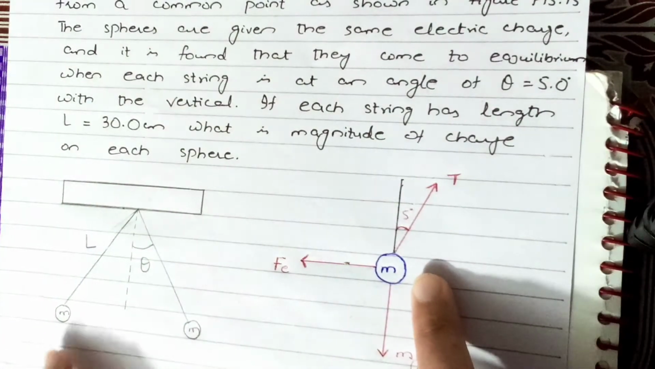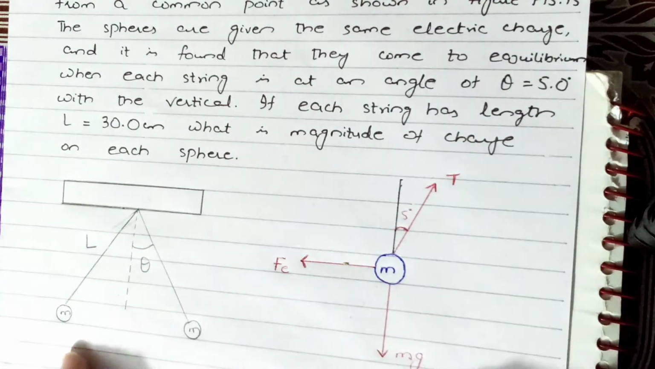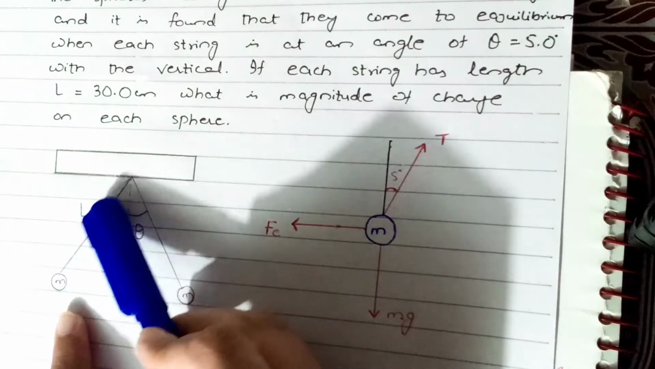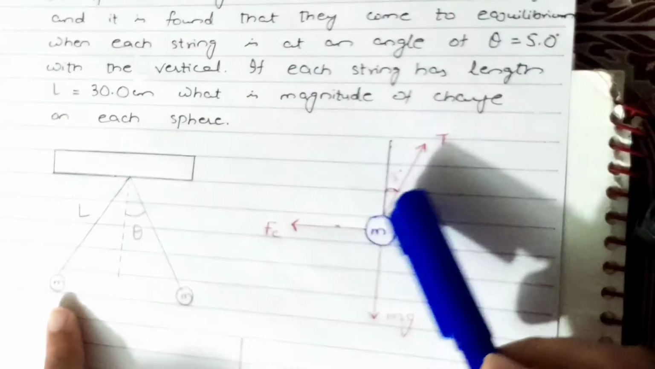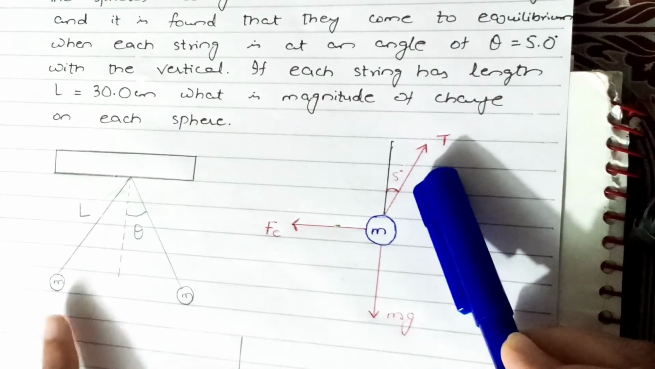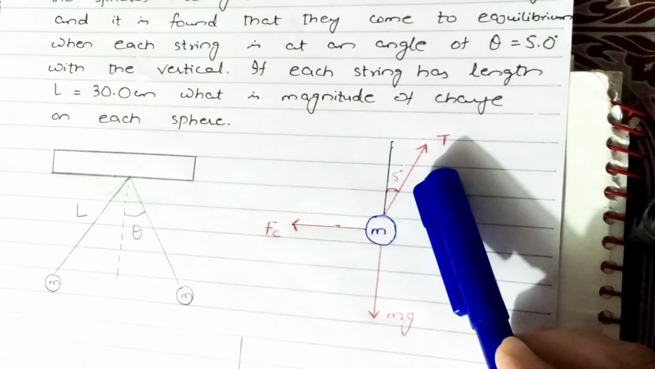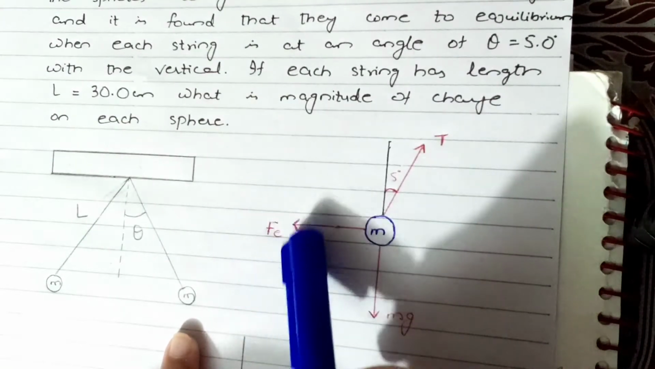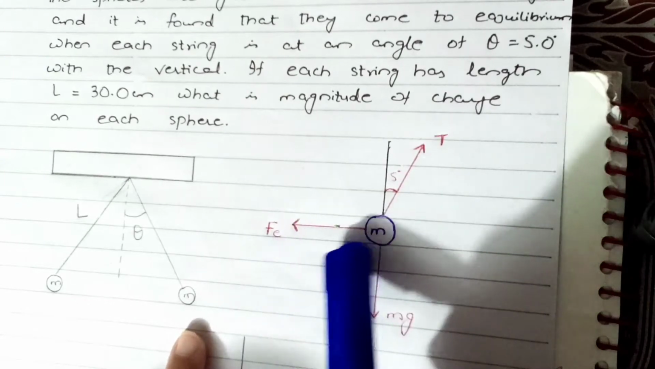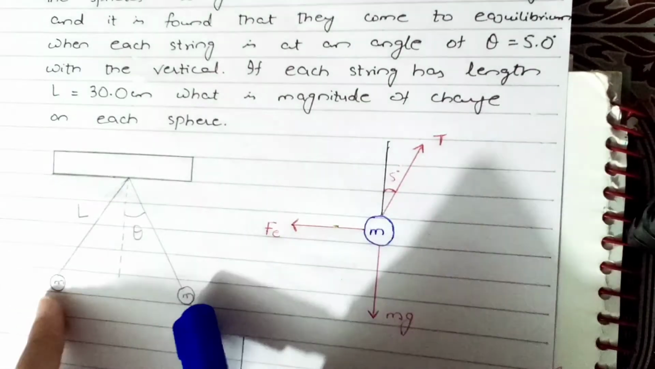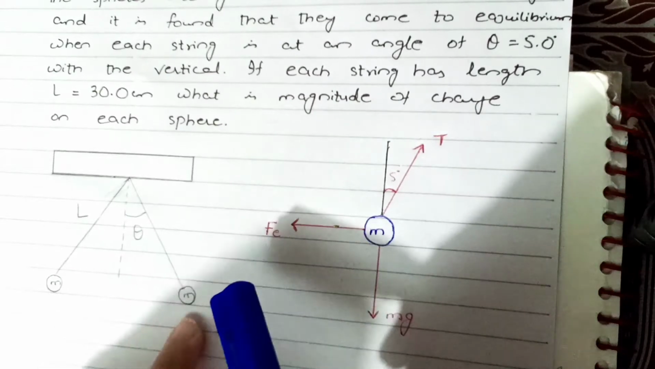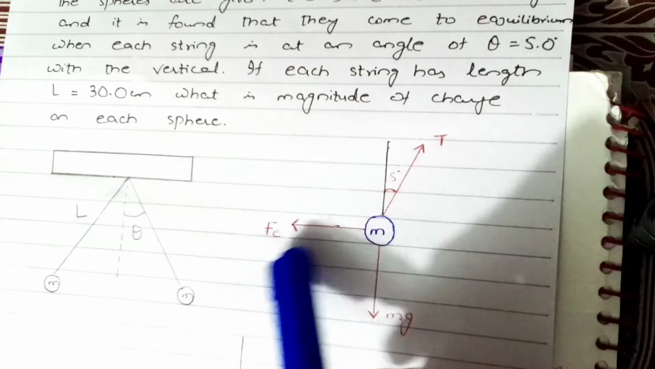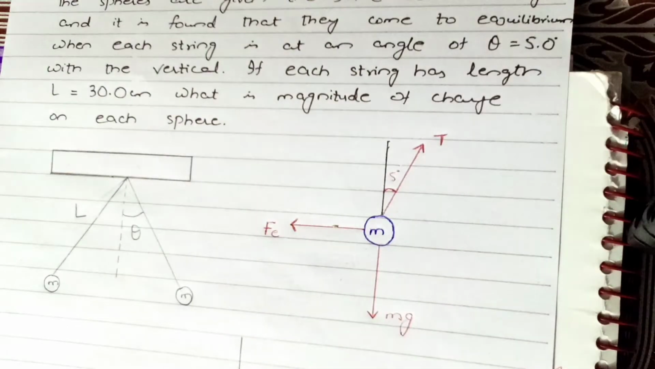This is the mass and this is the weight, that is mg, acting downward. Obviously it is attached by a string, so there will be tension, so it is the tension force. And because of the electric field, there will be a force directed towards this side, that is Fe. Why is the direction of this force towards this side? Because these two are the same charges, so it will repel this charge towards this side. So that is why the direction of this force is towards this side. So this is my free body diagram.